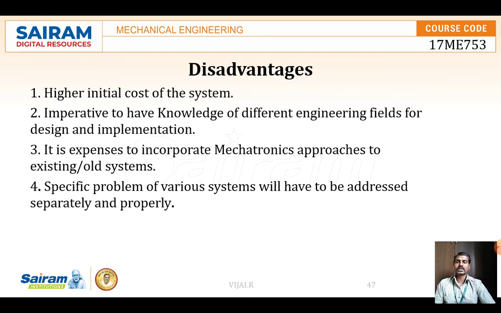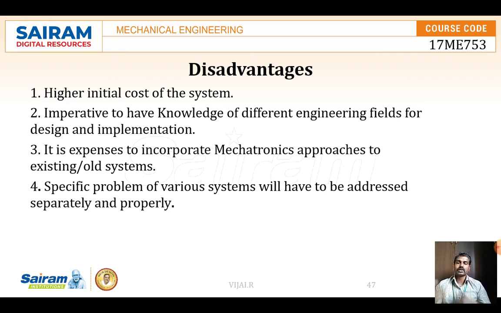So coming to the disadvantages, the initial cost we are going to incur for an automated system will be more, obviously, because it needs input devices, it needs computers, it needs more electronic components. Next, knowledge is very important. The operator or programmer should have very good knowledge in different fields of engineering. So for making a system, we cannot depend on only one field, one stream. Only mechanical, only electrical is not possible. So different fields of engineering knowledge should be there for designing different components or different products.